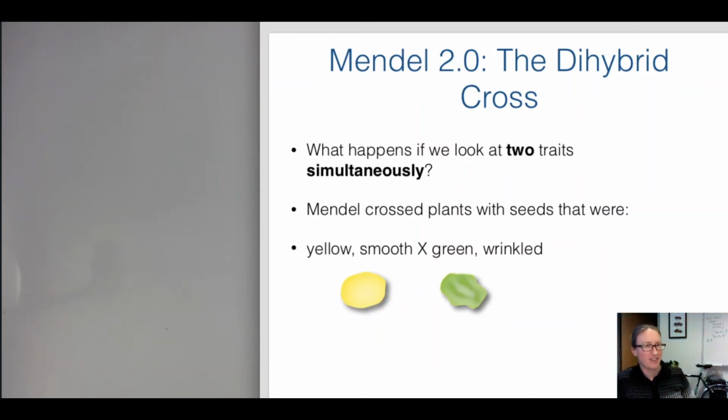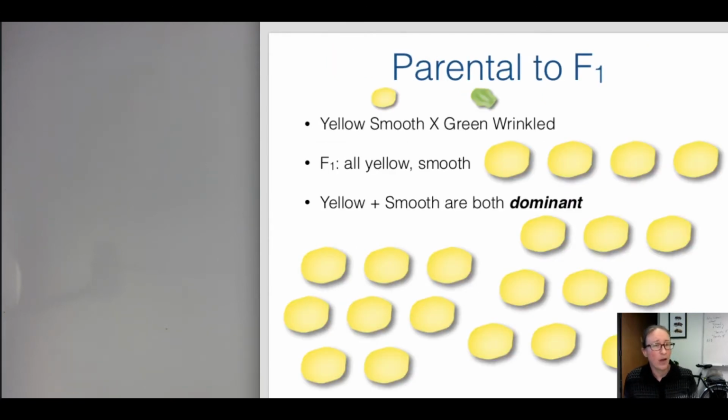Okay, I hope you're now ready to roll up your sleeves and take a look at some dihybrid crosses. So we're going to start looking at two traits simultaneously. And this is another one of Mendel's projects. So to start out with, Mendel crossed plants that had seeds that were either yellow and smooth or green and wrinkled. So two different traits. When he did this, he got an F1 generation that were 100% yellow and smooth.